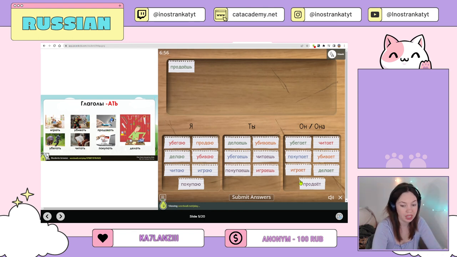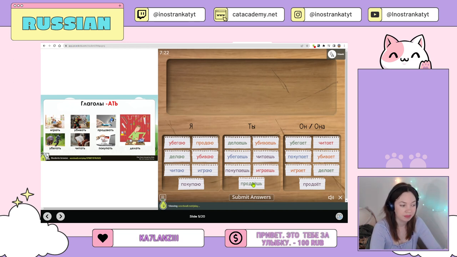So, он продает, he is selling. Она продает, she is selling. The same with продаешь. It's the very same word, to sell. If we just change these two dots into е, it will be продаешь, exactly the same. Ты продаешь, or ты продаёшь. You are selling. Ta-da! So now we reviewed our verbs a little bit.